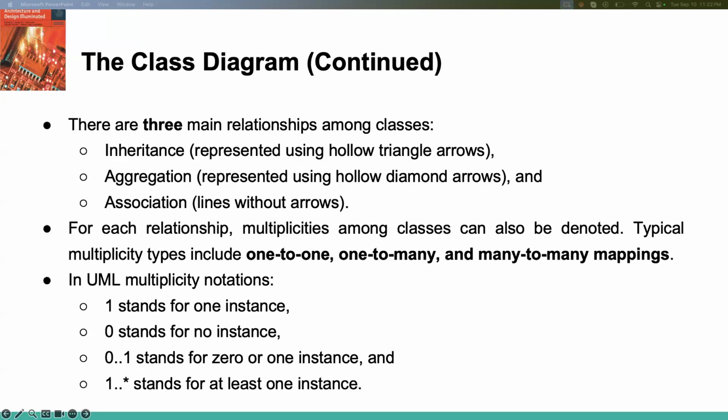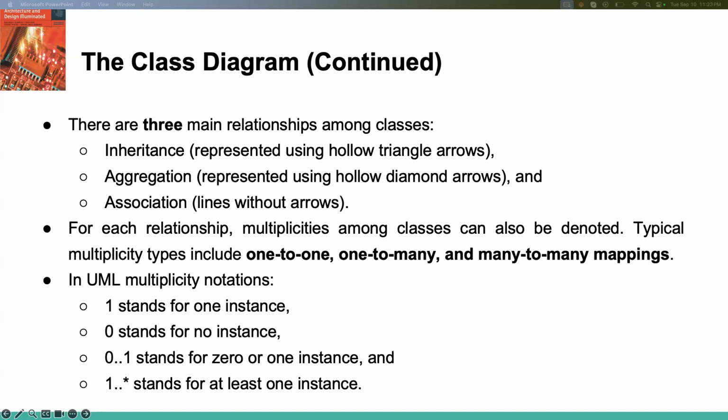In UML, there are three main types of relationship between classes. Inheritance, this is shown with a hollow triangle arrow and represents a parent-child relationship where one class inherits properties and behaviors from another. Aggregation, this uses a hollow diamond arrow and represents a relationship where one class is part of another but can exist independently. And association is simply a line without arrows and represents a general connection between two classes.